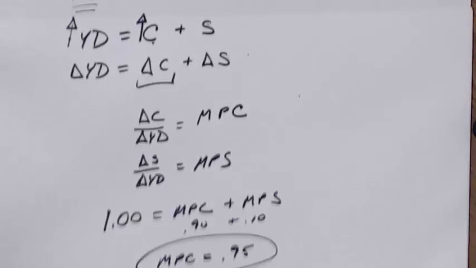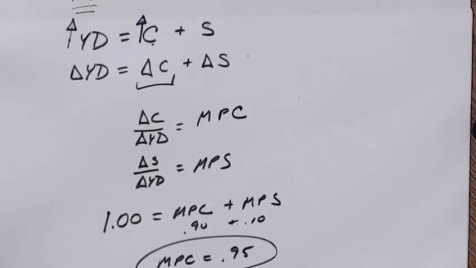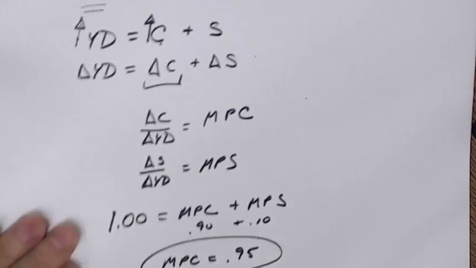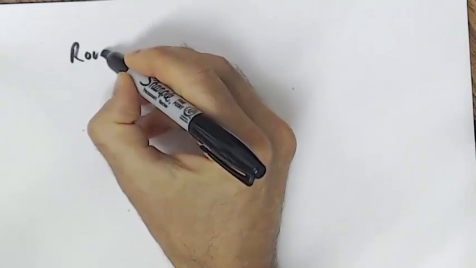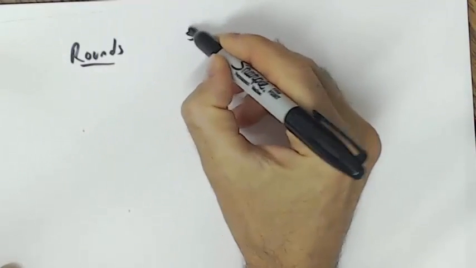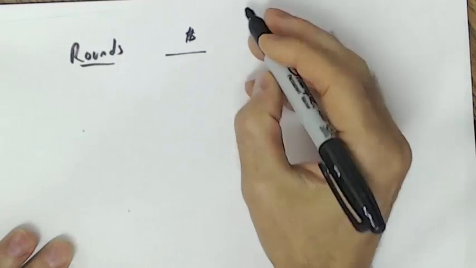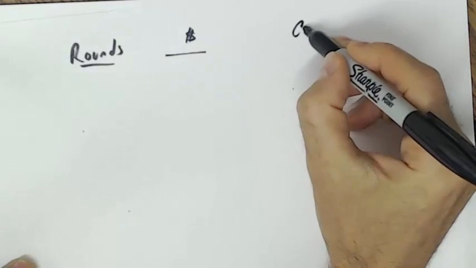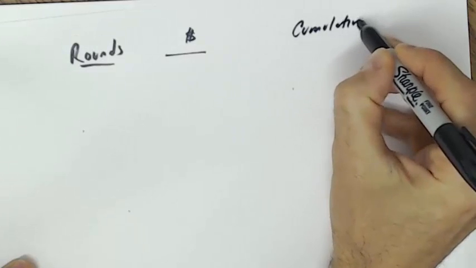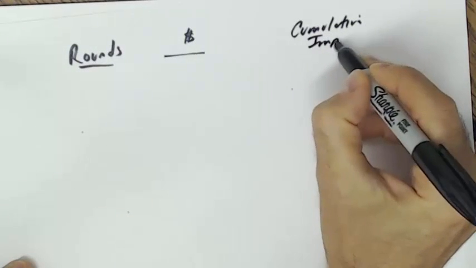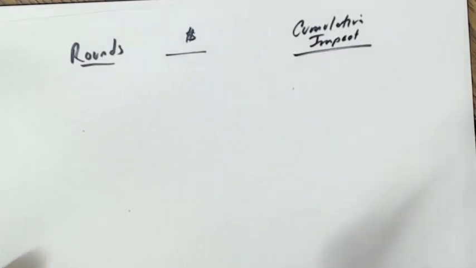If you want to add 6 zeros to the numbers, what happens and how does that ripple through the economy? Okay, so let's look at these rounds and how they work. We're going to look at the rounds, the dollar impact of each round, and then the cumulative impact, the rippling effect of an expenditure.